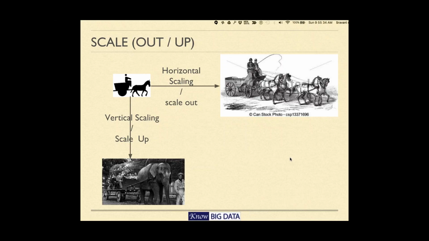So the clever thing to do, even in war strategy and everywhere, instead of having an elephant carry the cart, they started putting horses into the cart. More horses. The way we have dual core, and so on. Similarly, they started putting more horses into a single cart, and that's what we call horizontal scaling.